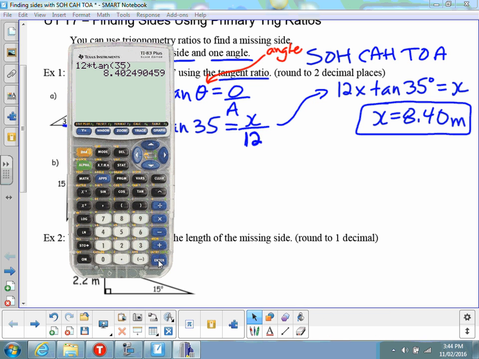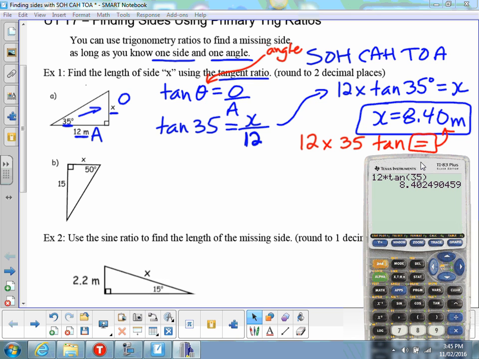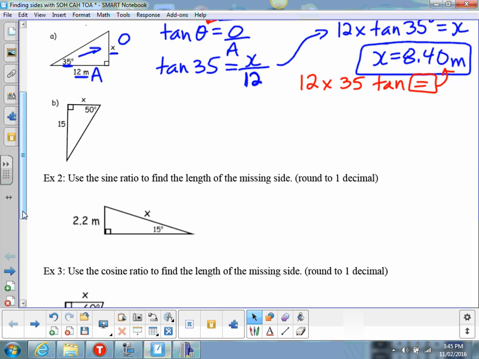Now, if on your calculator you have to punch things in a different order, you're going to have to punch in 12 times 35 tan, and then make sure you hit equals at the end, and that will give you the 8.40, or the answer that I have on my calculator there. So you really need to bring the same scientific calculator to class every day so that you get used to using all those buttons. There's a lot more buttons than we'll be using in this grade 10 course compared to the grade 9 course, so you want to be comfortable with that.